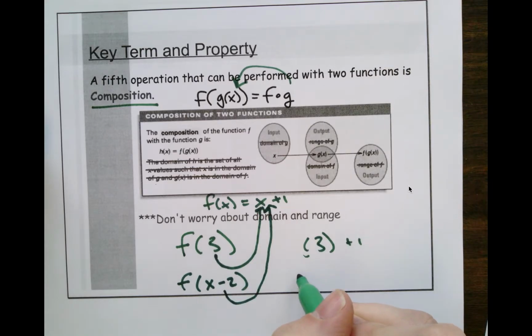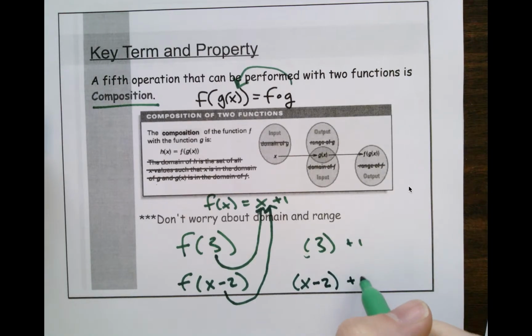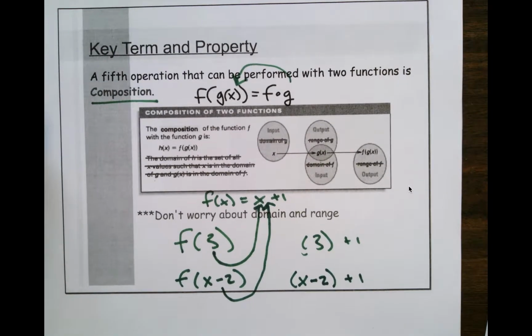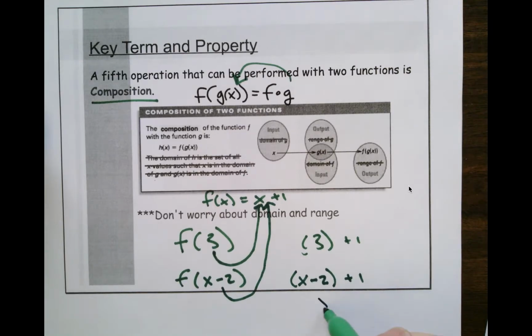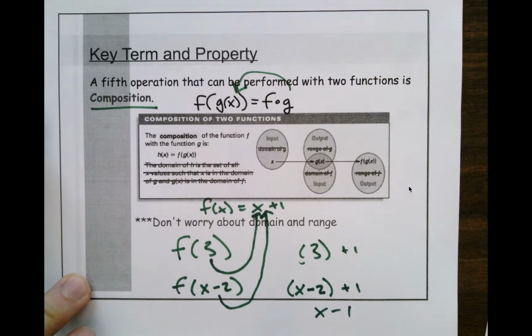So I would say x minus 2 plus 1. Just like I did with the 3, literally the same exact step, and I can simplify that. It'll just be x minus 1. That's what composition of functions are going to be, and we're going to go through a bunch of examples on that.